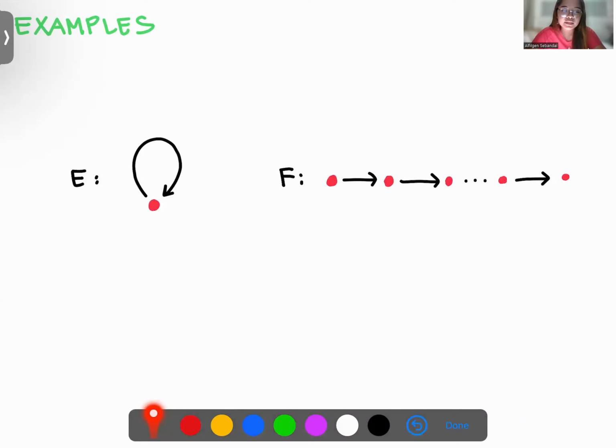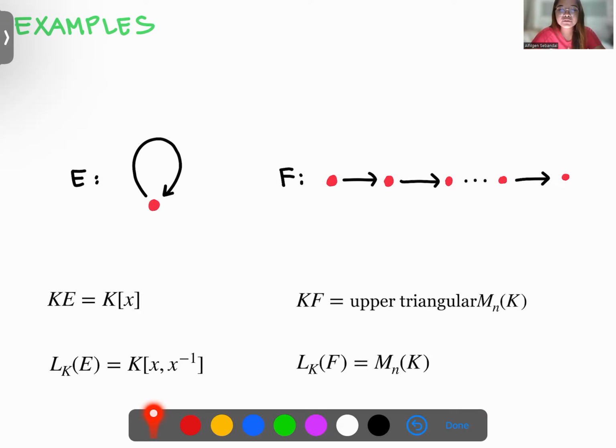If I have this graph E here, which is composed of one vertex and one loop, the path algebra of E is the polynomial algebra, and the Leavitt path algebra is the Laurent polynomial algebra. You see there is already some sort of connection between these two algebras. On the other hand, if F is this graph, which looks like a path in the usual sense, then the path algebra of F is the upper triangular n by n matrices over your field. And the Leavitt path algebra of F over the field is the entire matrix algebra.